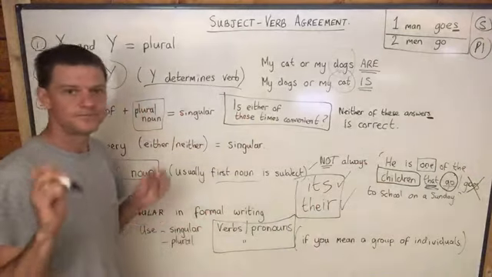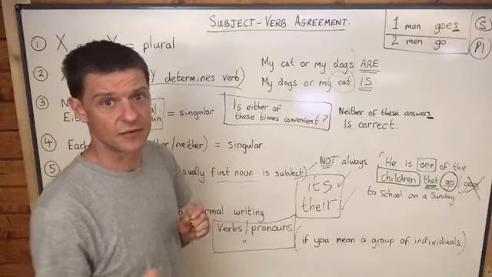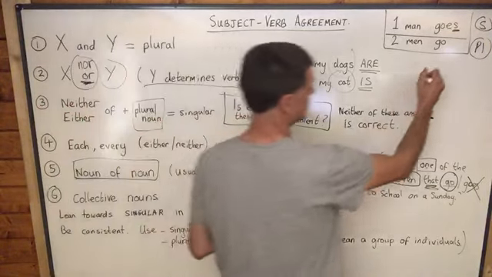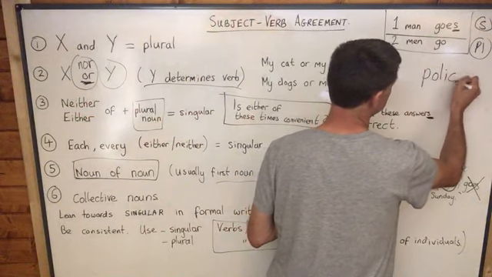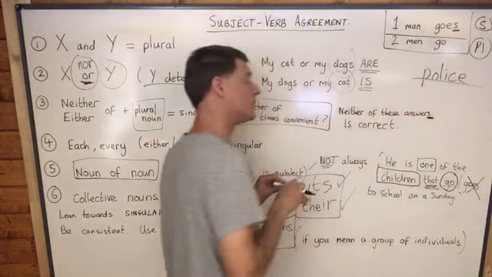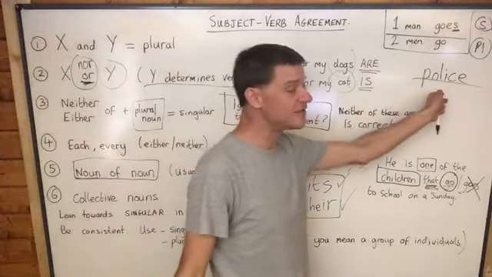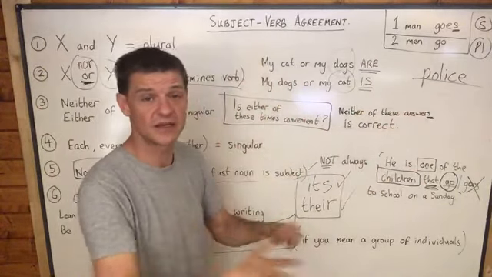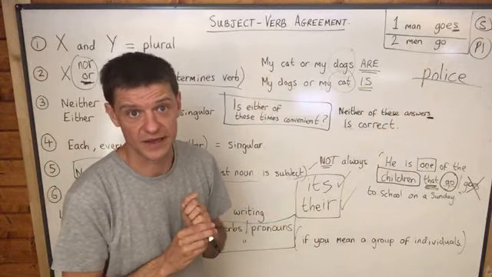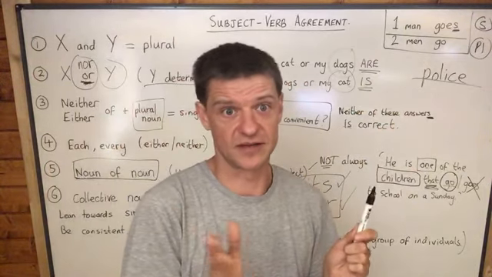One more thing, there are some collective nouns which are always plural. Sorry, I'm saying it wrong here, getting confused. The police are always plural. The police are looking for the suspect. It's never singular with the police, okay?